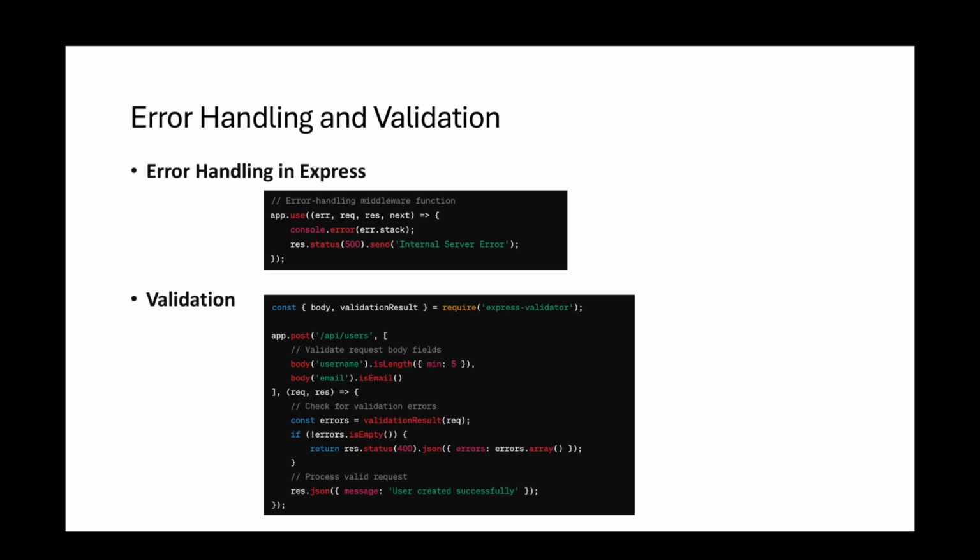Building RESTful APIs with Express involves defining routes, handling requests, using middleware functions for tasks such as logging and data parsing, and implementing error handling and validation mechanisms. By mastering these concepts, developers can create robust and scalable APIs for their web applications.